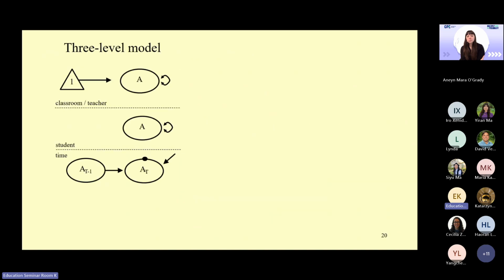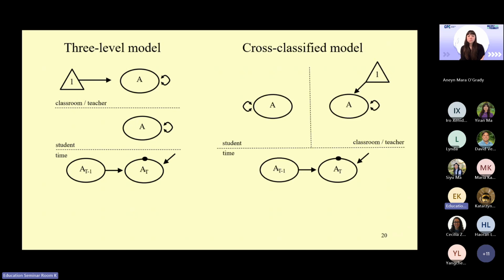And this can be expanded to a 3-level model where we have time points in students, in teachers, or in classrooms. And it can also be specified as a cross-classified model, where we have time points, but they're nested in both students and in teachers. And we'll see an example of that coming up.